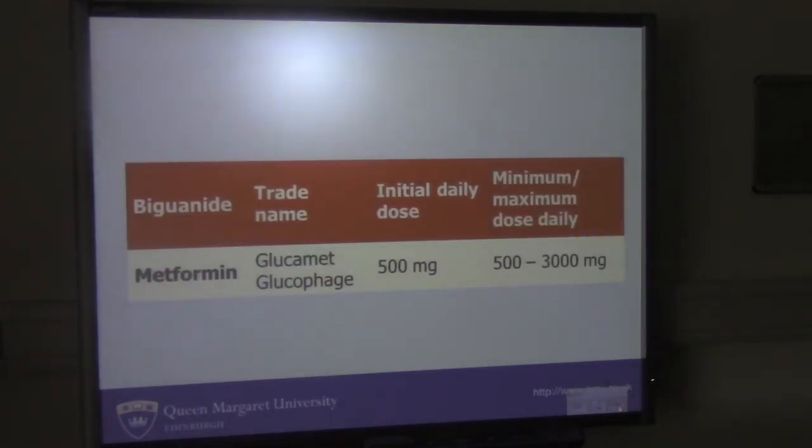Best known example, metformin, also known as Glucomet and Glucophage. So again, a wee look there just to see what drugs you might encounter in this area.